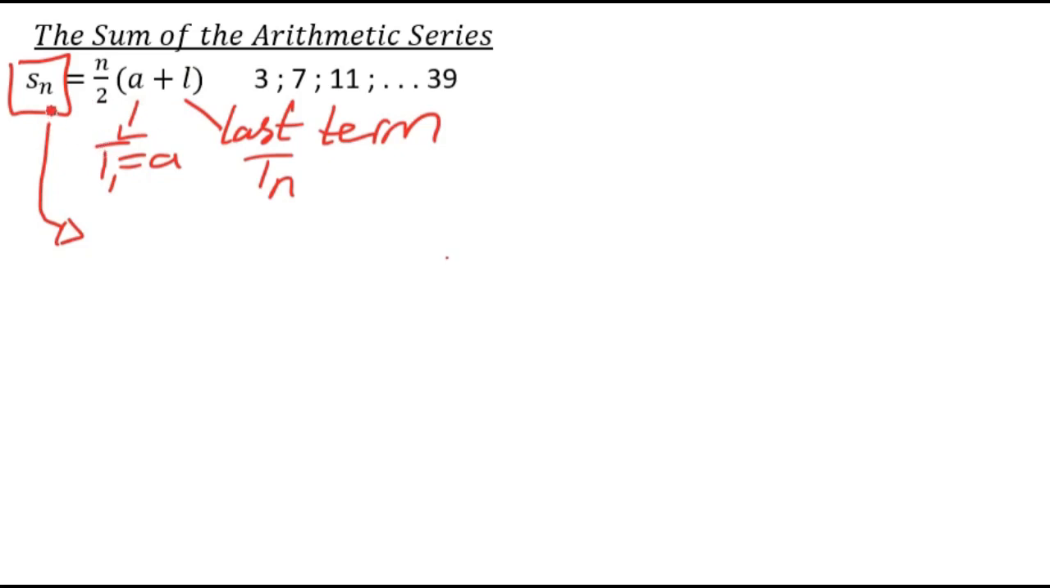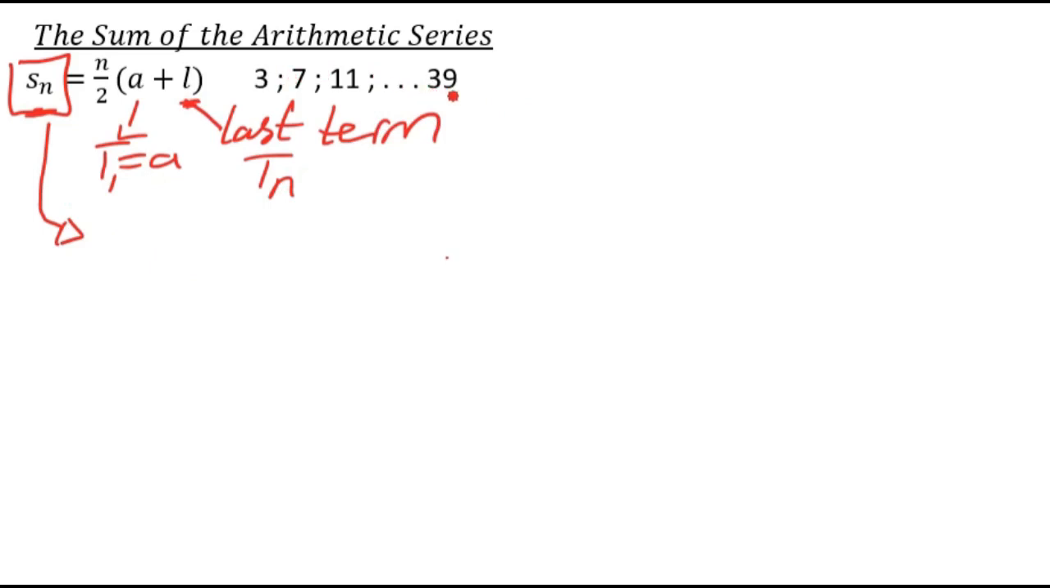Otherwise, you will be having two unknowns. You'll be having to find the sum, you don't know the sum, and you also don't know the last term of the series. So guys, if you don't know the last term of the series, do not use this formula. But if you know it, use this formula. All right, thank you.